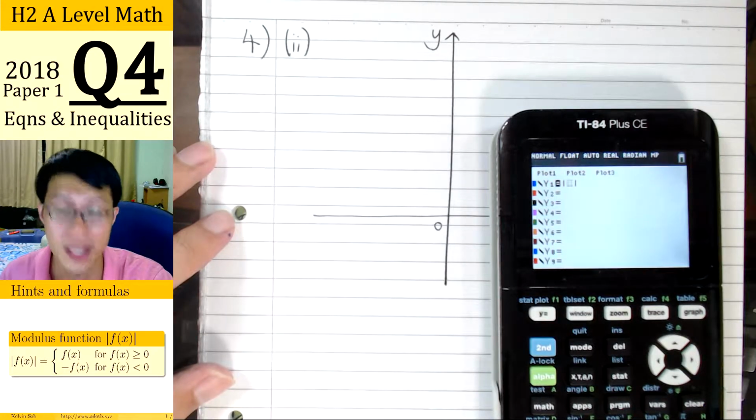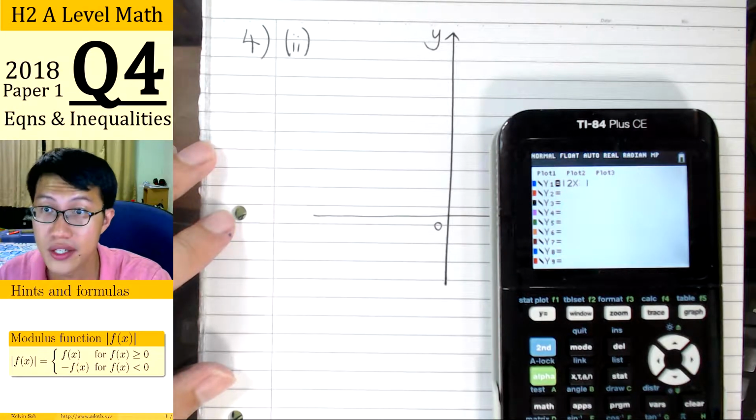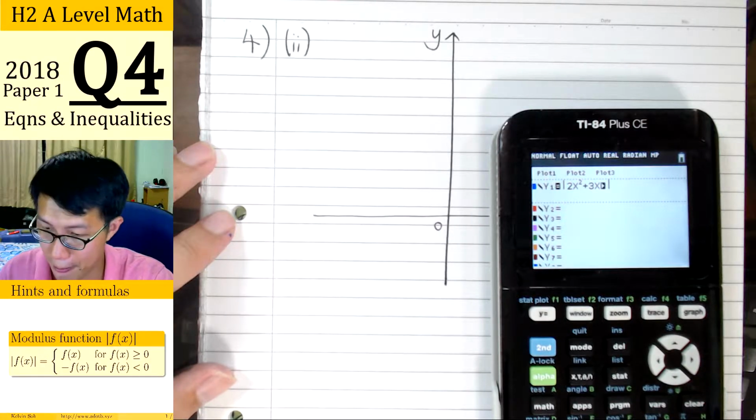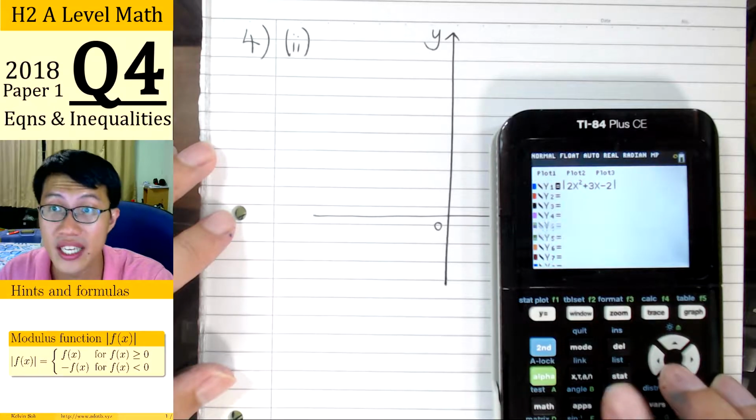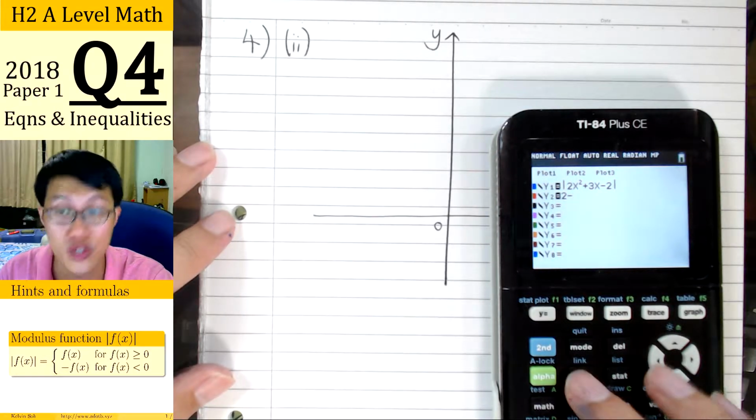Okay, so we key it, and now we key in what we have, which is 2x squared plus 3x minus 2. So this is the first function we have. It will be in blue. So the next function in red will be the simpler function 2 minus x. This should be our straight line graph.